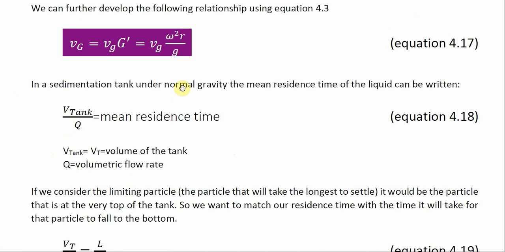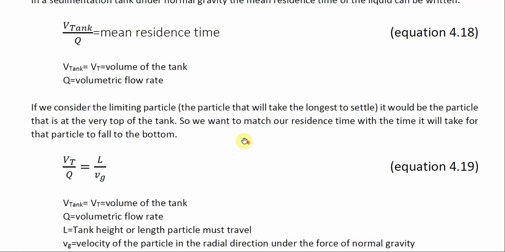In a sedimentation tank under normal gravity, the mean residence time of the liquid can be written as the volume of the tank divided by the volumetric flow rate. And that's the mean residence time. Now, why do we care about mean residence time? If we consider the limiting particle, that's the particle that will take the longest to settle, it would be the particle at the very top of the tank. So we have to wait until that particle at the top goes all the way to the bottom.